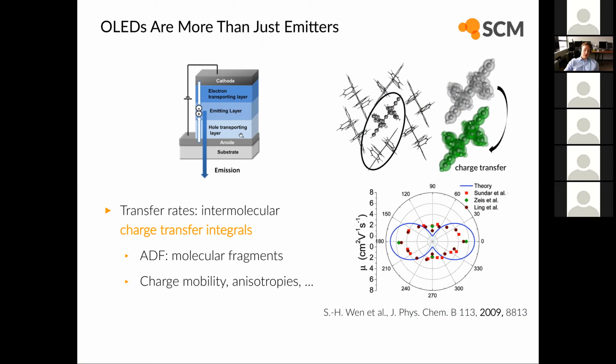And that can be calculated, again, with ADF by using so-called charge transfer integrals. And they give not only an idea about the mobility of these electrons and electron holes, but also about the anisotropy of these charge mobilities. So as you can see here on the lower right, there are different charge mobilities in different directions, which obviously makes sense. The molecule is not isotropic.